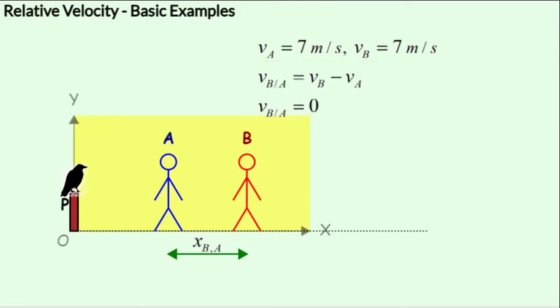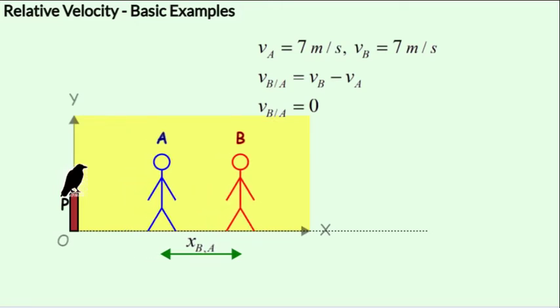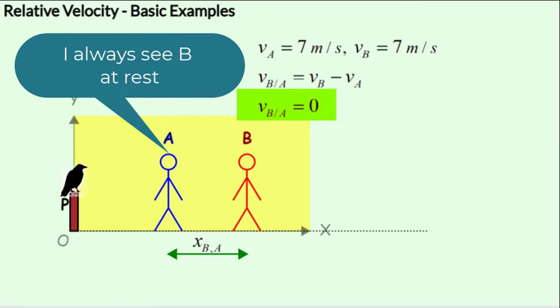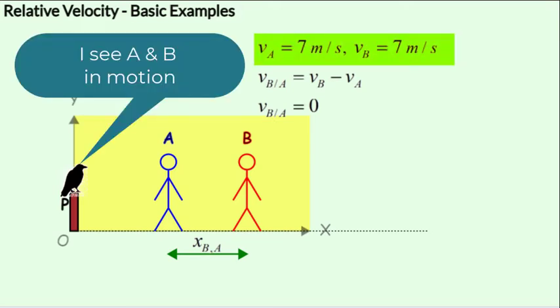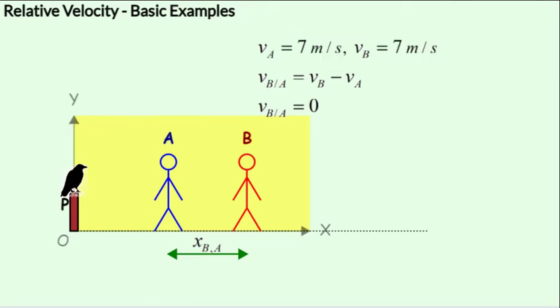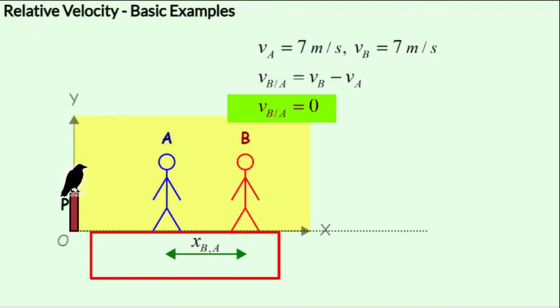We interpret this in the following manner. From A's perspective, A is at rest and doesn't move. Therefore, he will also see B at rest since VB with respect to A is 0. But the bird as the observer sees both of them moving at 7 meters per second in the same direction. That is, the displacement xB with respect to A does not change over time, and therefore A does not see the distance between itself and B change over time.